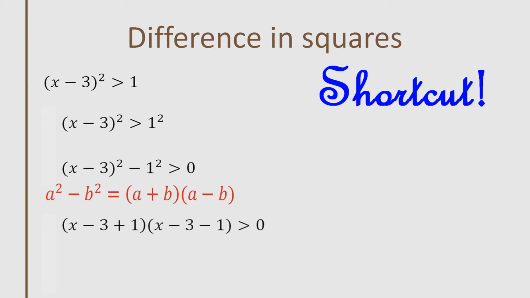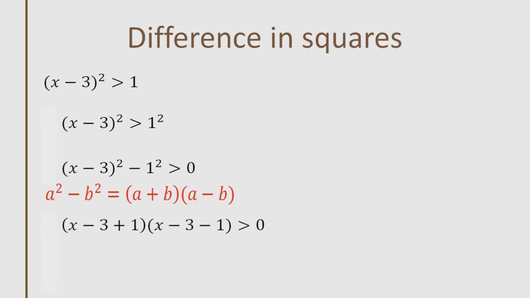We can factorize. So (x minus 3 plus 1) multiplied by (x minus 3 minus 1) is more than 0. Now we can simplify even more within the bracket. (x minus 2) multiplied by (x minus 4) is more than 0. So in conclusion, x is less than 2, x is more than 4.